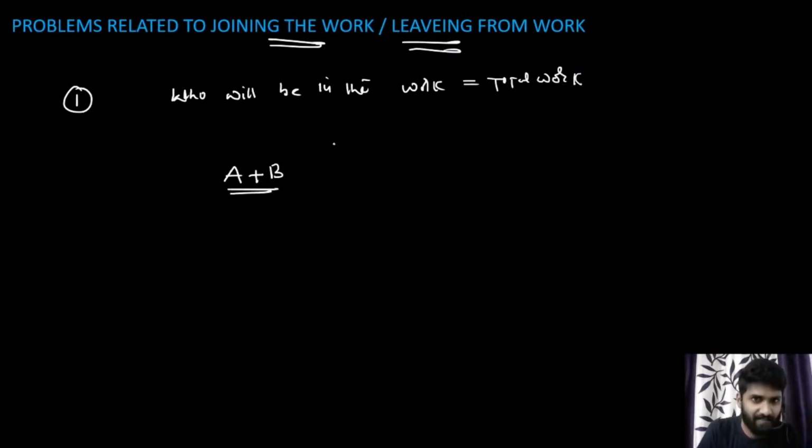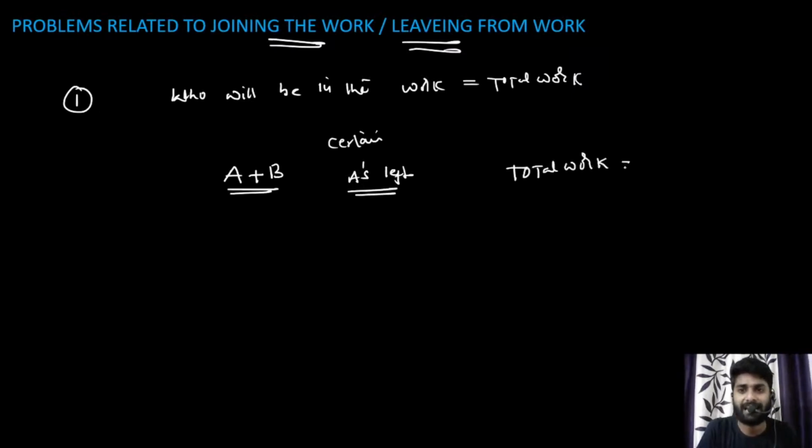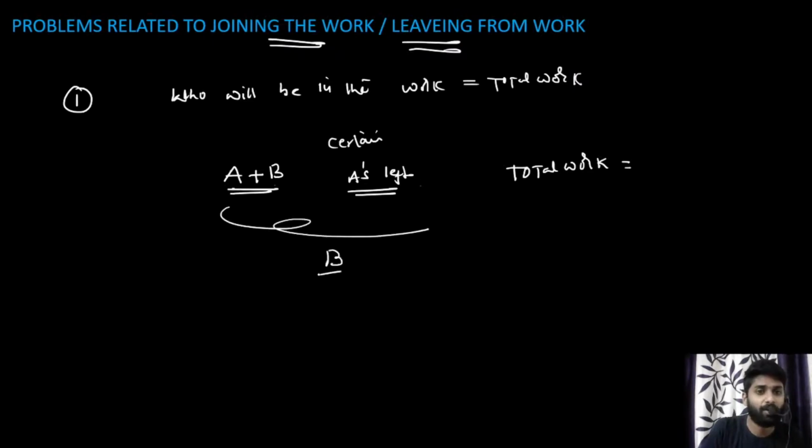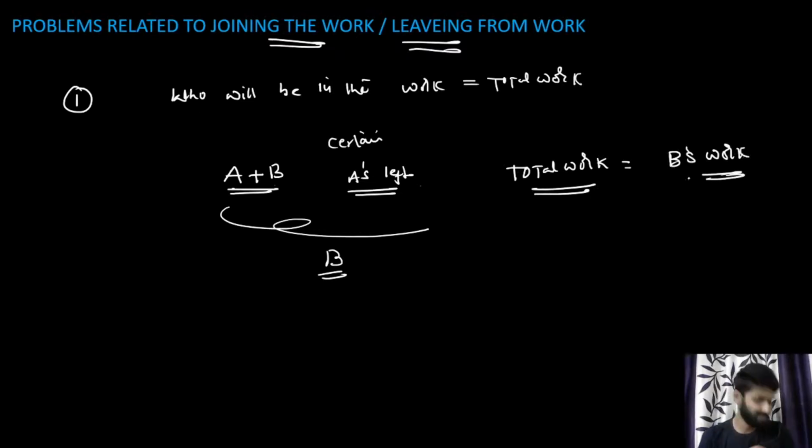After certain days, A left the work. Then the total work is exactly equal to whose work? See, A and B start working together, then A left the work. Then who will be in the entire work, guys? If you observe the entire work, B was working continuously. If B was working continuously, the total work is exactly equal to B's work.